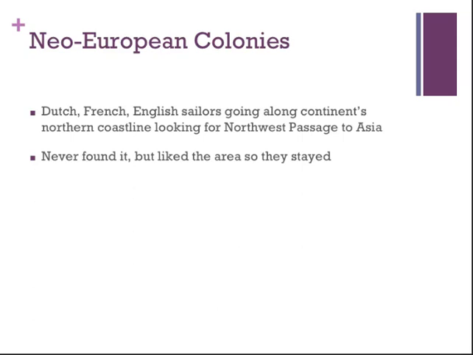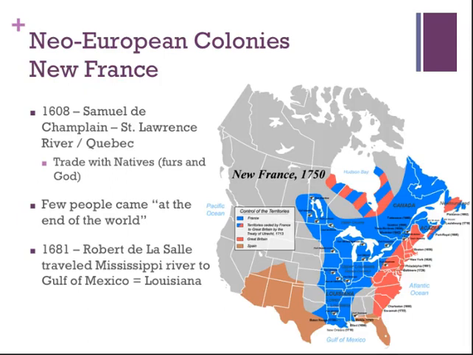The Dutch and the French are starting to explore more. English sailors are going along the continent's northern coastline looking for that northwest passage to America. Remember, they wanted to be able to get to Asia by going up north, but there's ice up there, north of Canada and different places. They never found it, but they liked the area, so they stayed. So here's a little map of where some of these people were going. We can see the blue is French, and that brownish is Spain and different things.